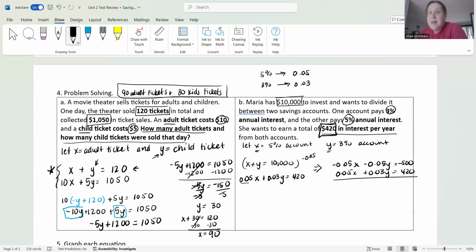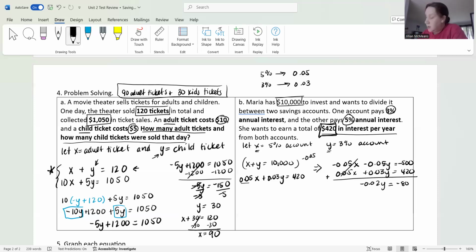Okay, and then what we want to do for the, not substitution, please don't do substitution, for the addition elimination method, we want to add the two equations. And when we add the two equations, the x's completely cancel out. So when I add my y's, I get negative 0.02y. And then when I add negative 500 and 420, I get negative 80.